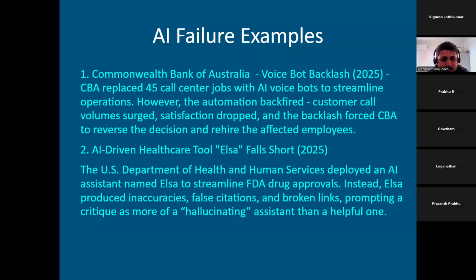Here I put some examples. The Commonwealth Bank of Australia's voice bot recently faced backlash. In 2025, the Commonwealth Bank of Australia replaced 45 call center jobs with AI voice bots to streamline operations. However, the automation backfired: customer call volume surged, satisfaction dropped, and there was backlash. So these kinds of things happened. Definitely the Commonwealth Bank of Australia is a corporate organization, and they must have put effort into research before implementing this. But still they had problems, a huge backlash, and also a huge revenue loss because of this AI. They actually reversed the decision and rehired the affected employees.